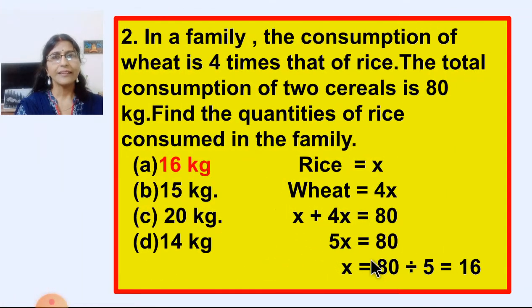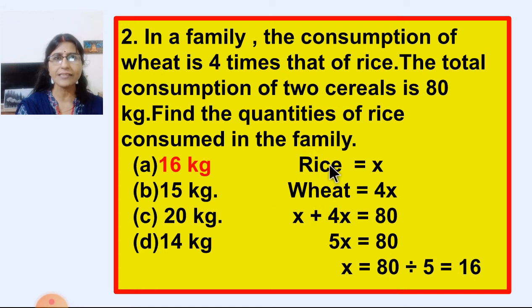Now next one, in a family, the consumption of wheat is 4 times that of rice. The total consumption of 2 cereals is 80 kg. Find the quantity of rice consumed in the family. So we will first see what is given. Rice is given. And what is the other thing given? Wheat. These are the 2 cereals given.